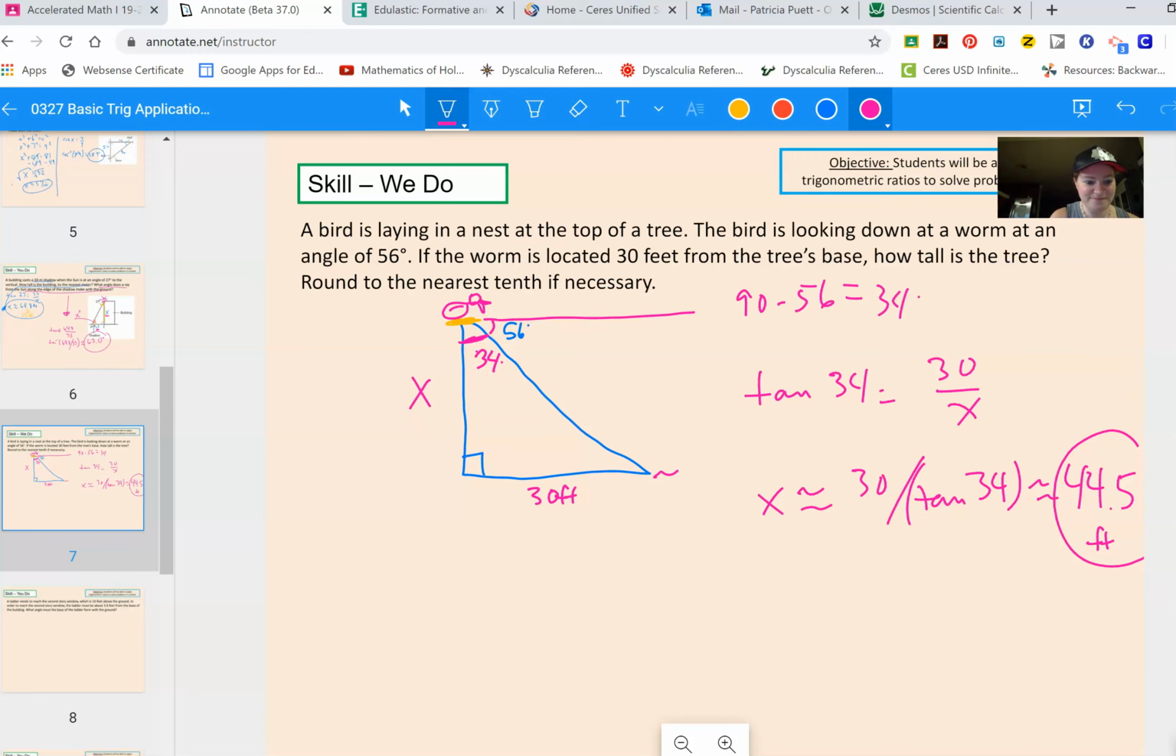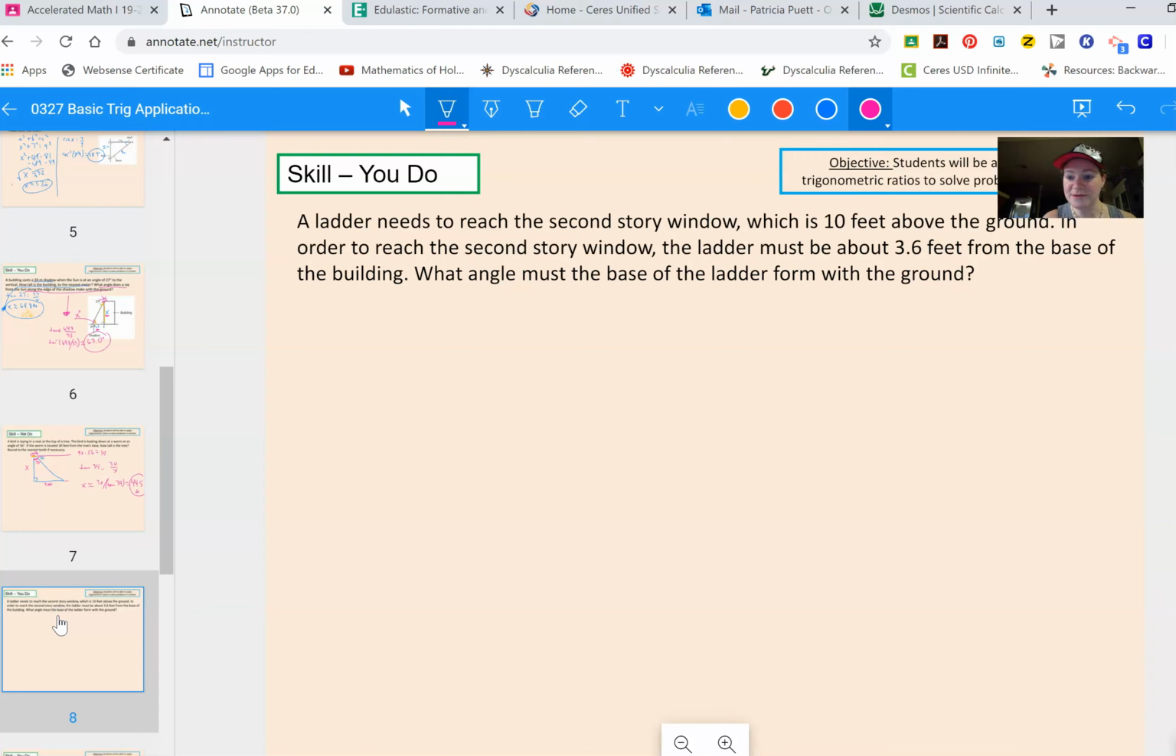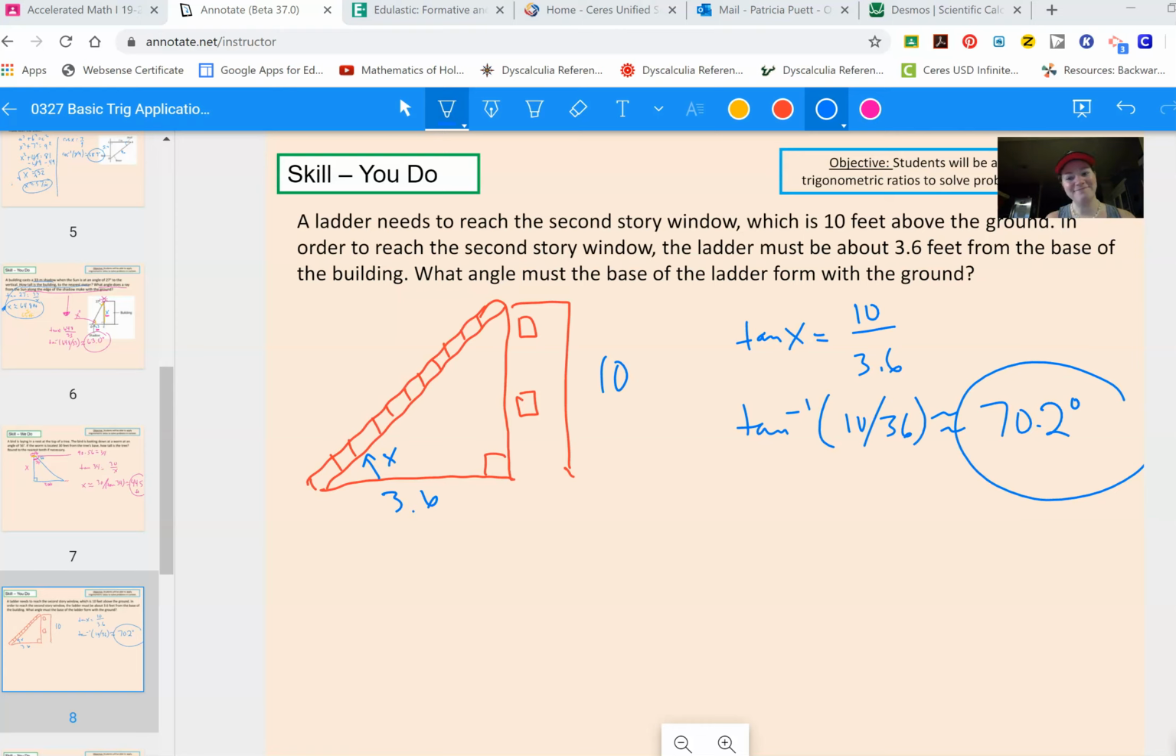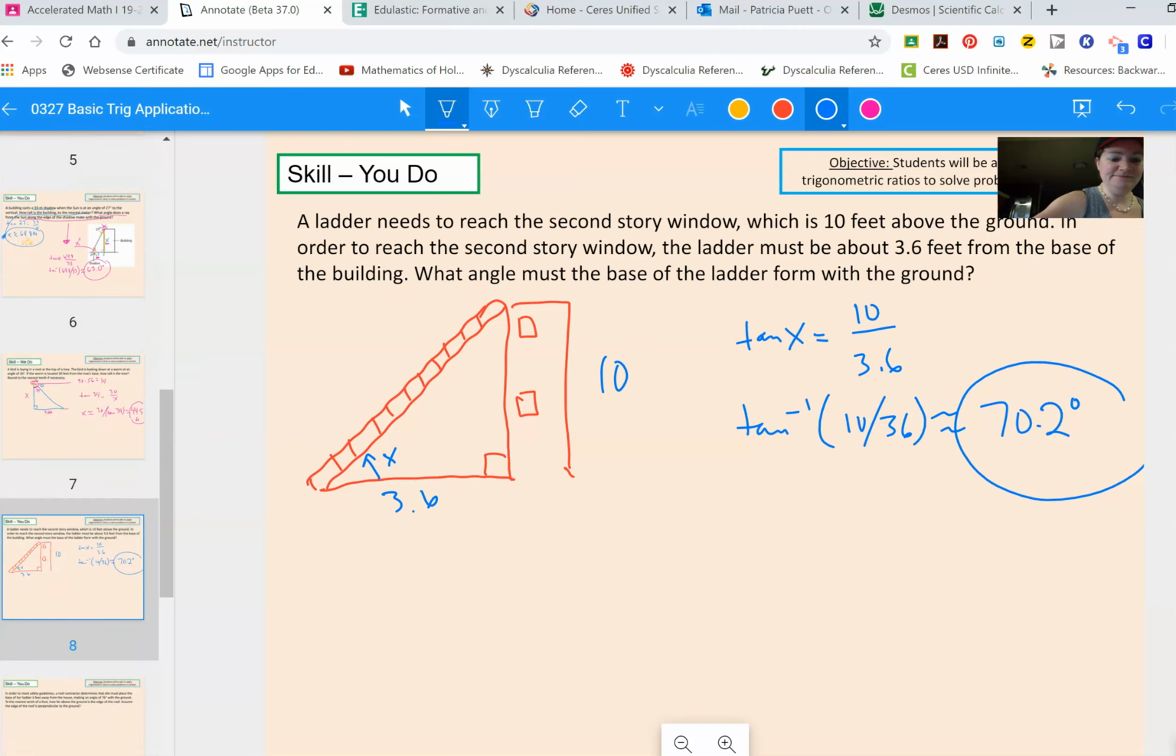Seem pretty easy? Okay, so for this one, I'm going to pause the video and do it, and I'm going to have you guys do the same. Again, you should get about 70.2 degrees. So you're looking for the angle of elevation. You're told that your building is 10 feet tall, and the base of the ladder is supposed to be about 3.6 feet from the base of the wall. Notice that my picture is definitely not drawn to scale. 3.6 definitely looks like it's larger than 10, but the concept is there. So you should get about 70.2 degrees.